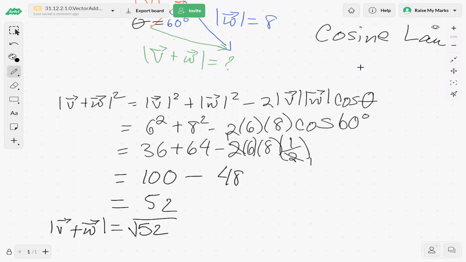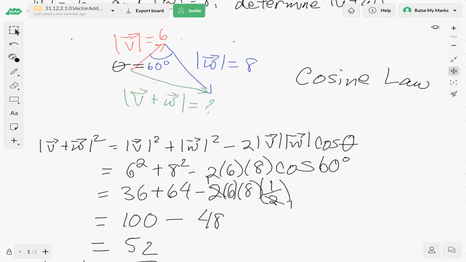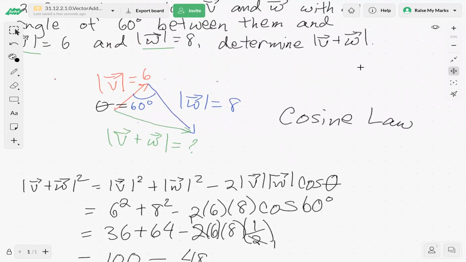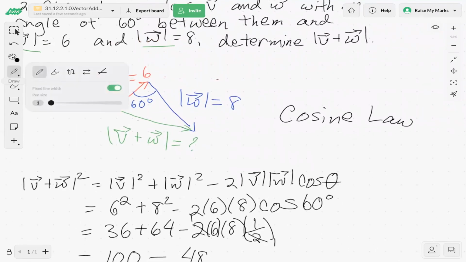So we can plug that into our calculator. Let's see what we get. Okay, that equals approximately 7.211. So that's the magnitude of the resultant vector from adding v and w. The magnitude of v plus w is the square root of 52. We turned this into a problem that we've seen before with triangles, and we used our cosine law.